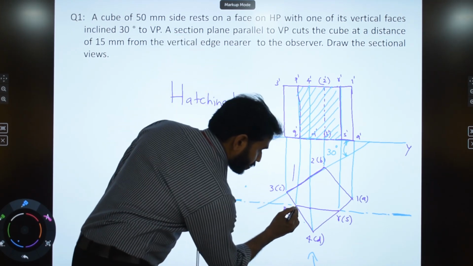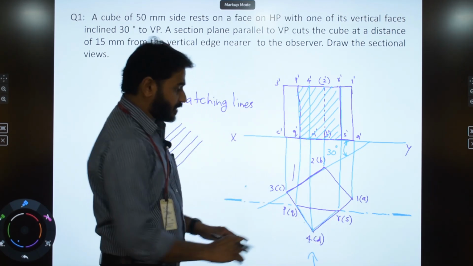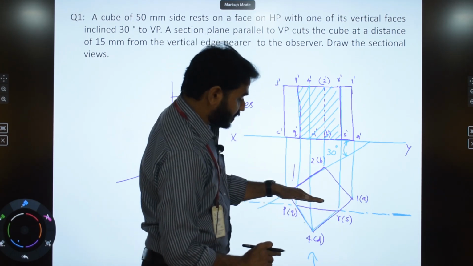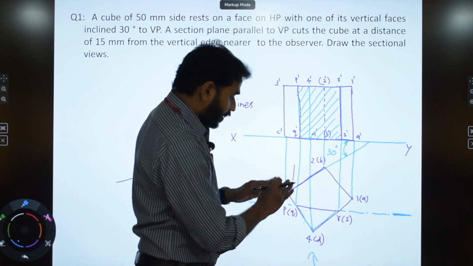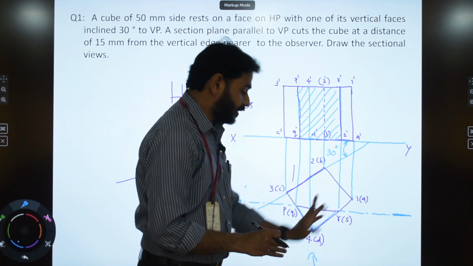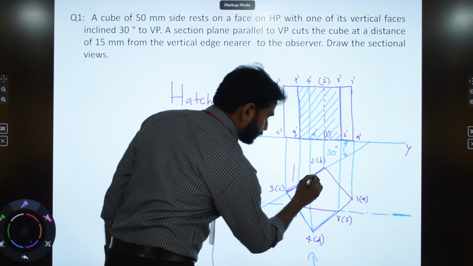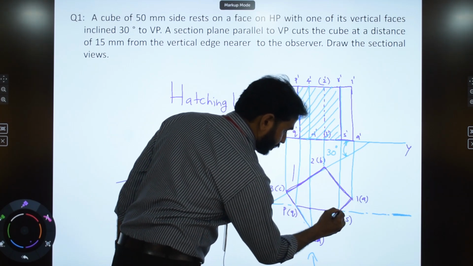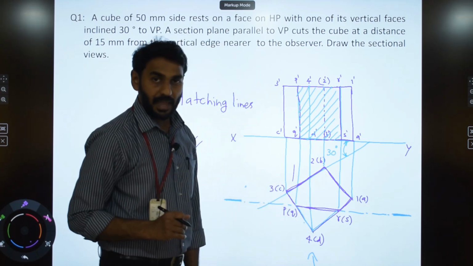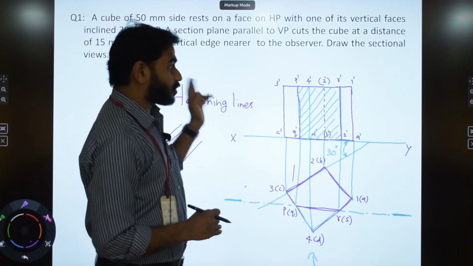So this should be a light line. The easiest way to make this drawing is to draw the object initially using light lines, and after introducing the section plane and identifying the cut points, you can make the remaining portion which is retained on the solid dark. That is, only this much portion will be dark. Everything in front of this will be retained as light lines. So now you can mark all the dimensions. So that is the solution to this problem.